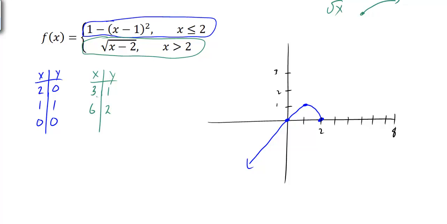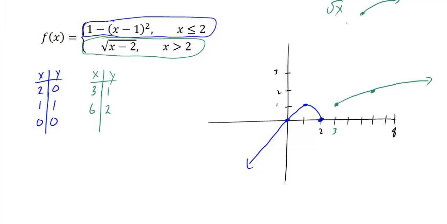So when x is 3, y is 1. When x is 6, y is 2. And I know the graph's going to go something like this. Again, that's because of this square root function. And the more familiar you become with these different parent functions we talked about before, the easier it's going to be for you to graph these other functions.